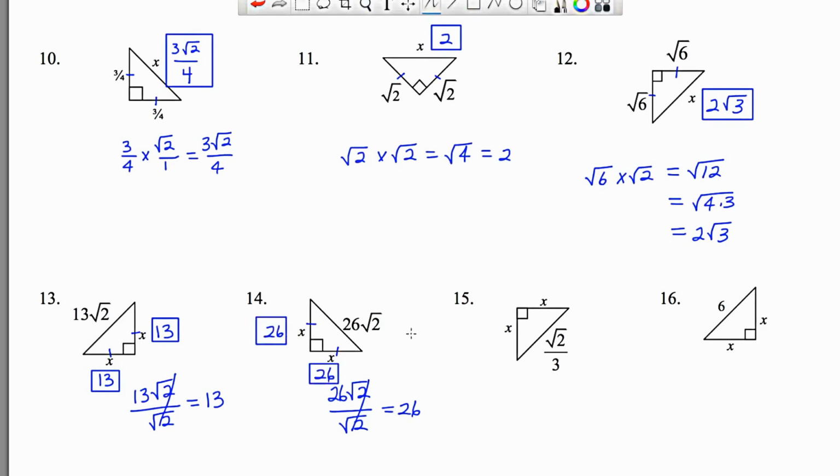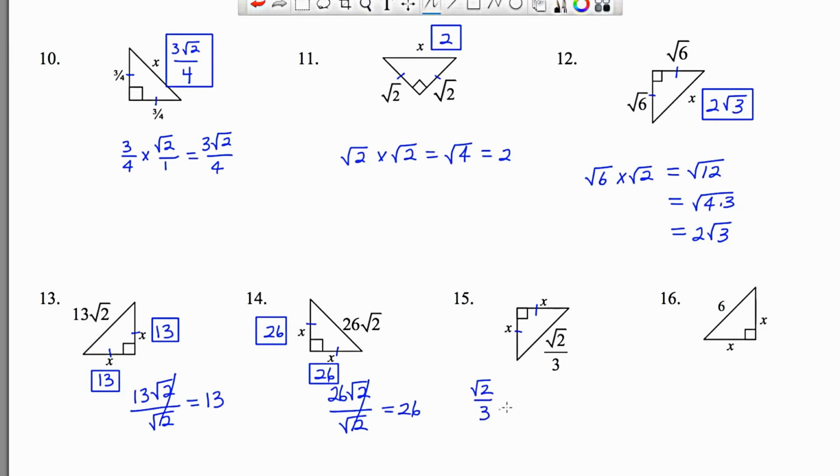In number 15, they give us a hypotenuse again. It's a little bit of a tricky hypotenuse because there's a fraction involved, which could be a little scary. But let's see how we're going to handle this. We also observe that each leg is the same, so I have this 45, 45, 90 situation. The rule is, if they give you the hypotenuse and you want to find a leg, you're supposed to divide by root 2. So we'll start with the hypotenuse, root 2 over 3.